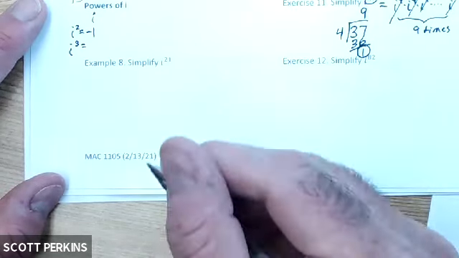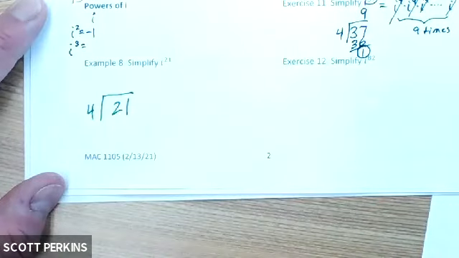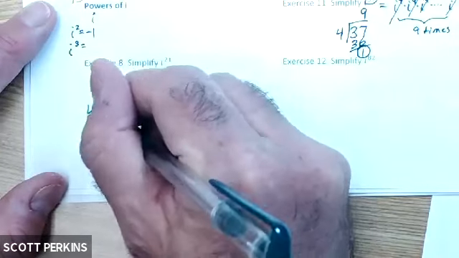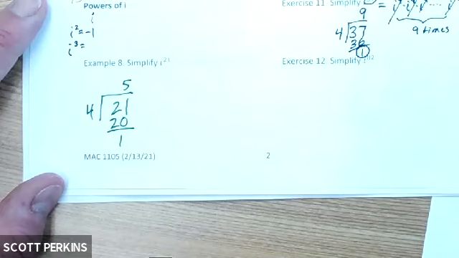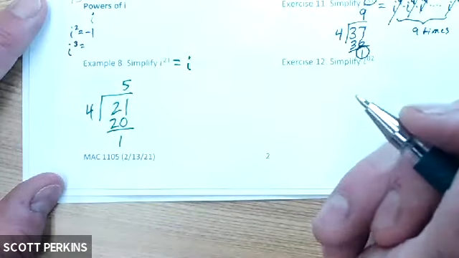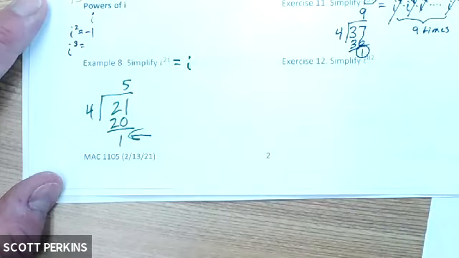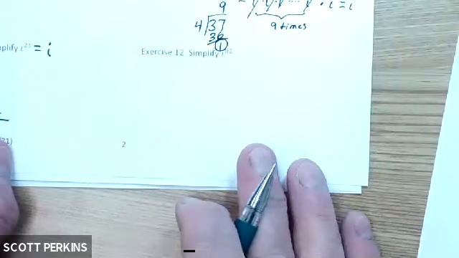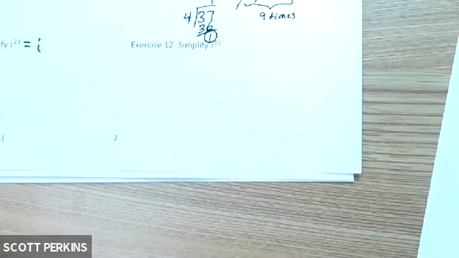So i to the 21st power, I'm going to take the 21 and divide it into groups of 4. And 4 goes into 21 5 times. 5 times 4 is 20, leaves me a remainder of 1. So I've basically given you the same problem I just did. i to the 21st is equal to i to what power? The 1st, the remainder down here, i to the 1st power. Do exercise 12, simplify i to the 82nd power.